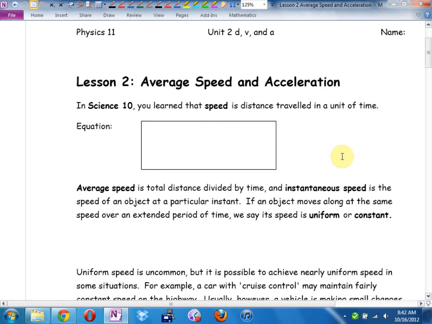Some of this is review. In Science 10, you learned that speed is the distance traveled in a given unit of time. As an equation, you learn this. We use v for speed, velocity, equals distance over time.